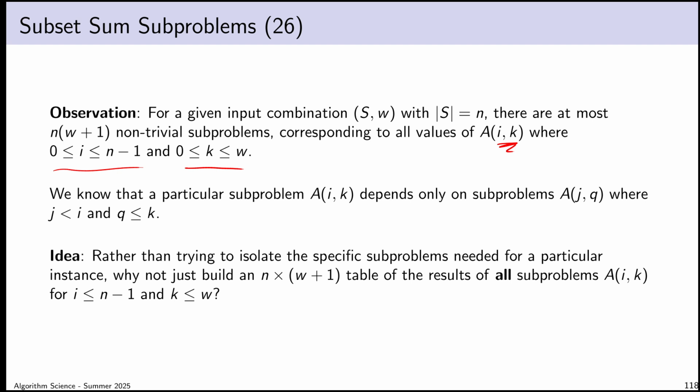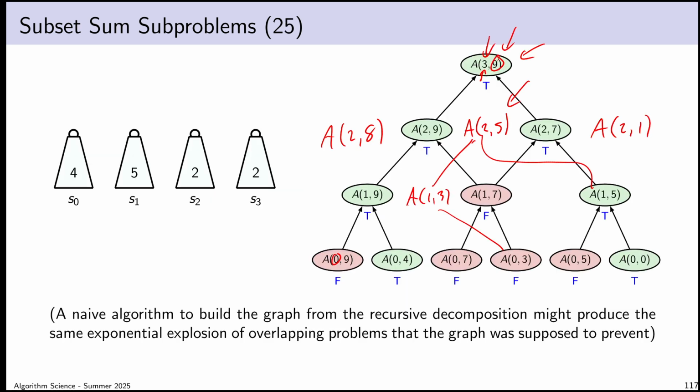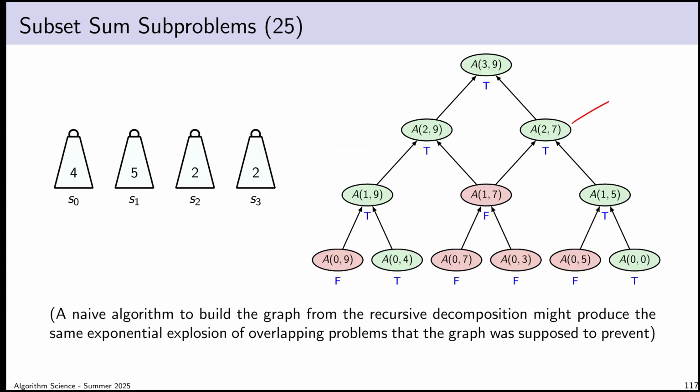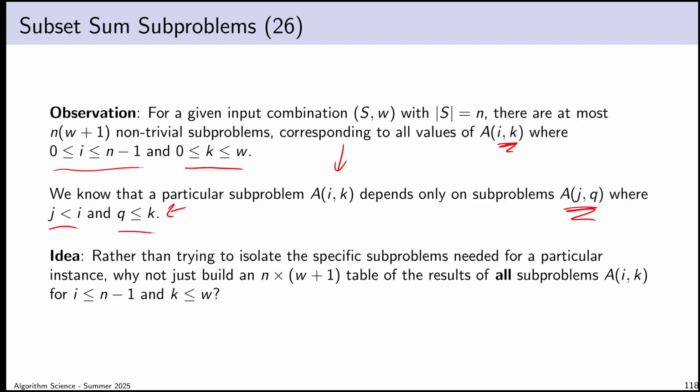And so I also know that any particular subproblem (i,k) depends only on subproblems (j,q), where j is less than i and q is less than k. I mean, we can be much more specific than this, but what I'm saying basically is anything on a particular row of my graph depends only on things below it, essentially, and with smaller values of k.